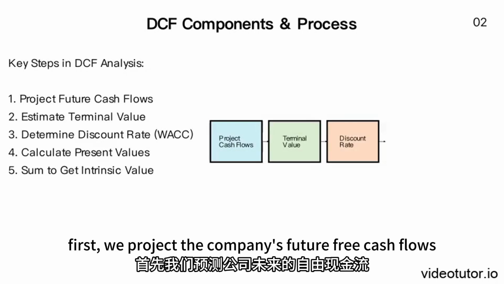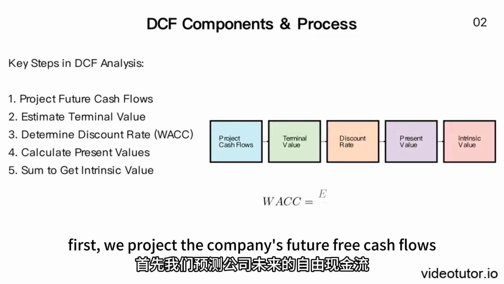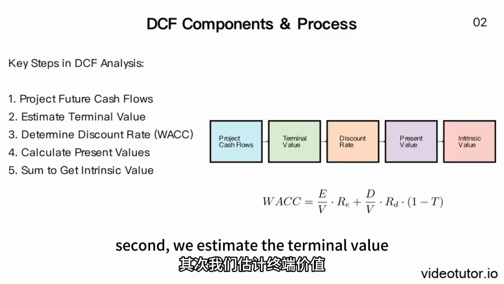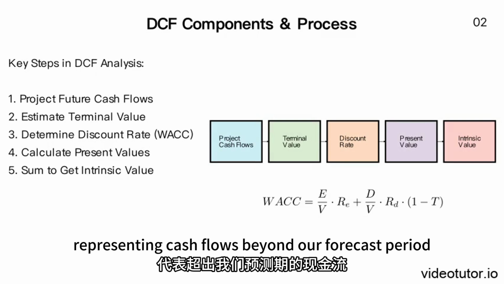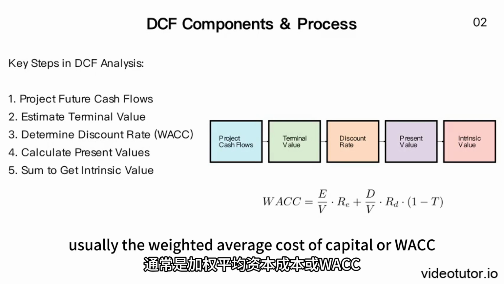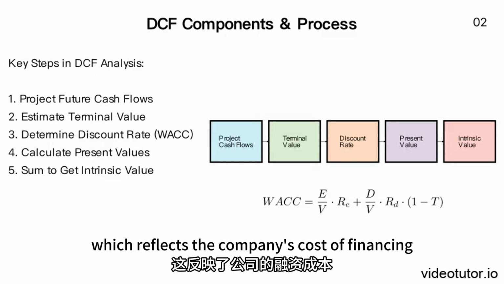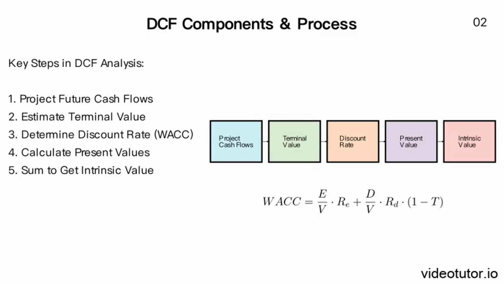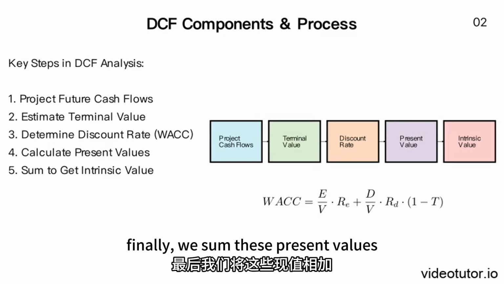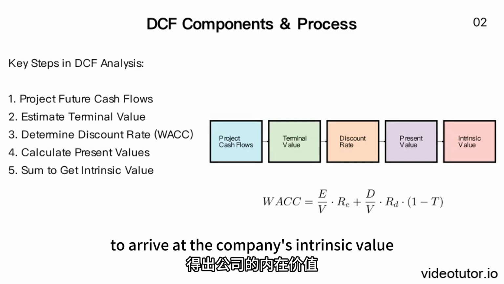First, we project the company's future free cash flows, typically for 5 to 10 years. Second, we estimate the terminal value representing cash flows beyond our forecast period. Third, we determine the discount rate, usually the weighted average cost of capital, or WACC, which reflects the company's cost of financing. Fourth, we discount all future cash flows to present value. Finally, we sum these present values to arrive at the company's intrinsic value.